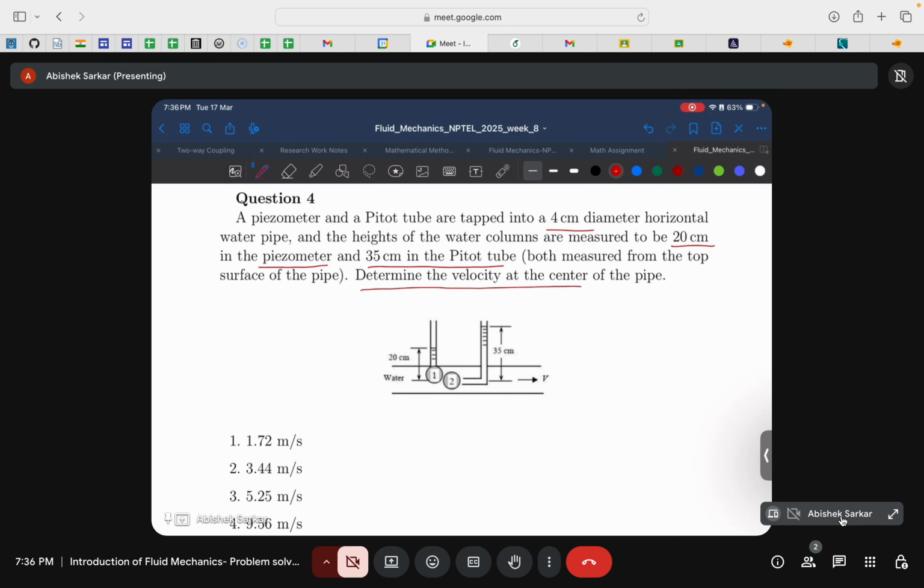I think again it's very simple. Why? Because we know that these two give us different pressure heads. One gives us the static pressure, one gives us the stagnation pressure. So the pitot tube gives us the stagnation pressure head, that's why it is higher than the static pressure head given by the piezometer. So if you find the difference, you will easily get the velocity. Anyone trying to solve the question again might pause the video. I'll just show the answer for now.